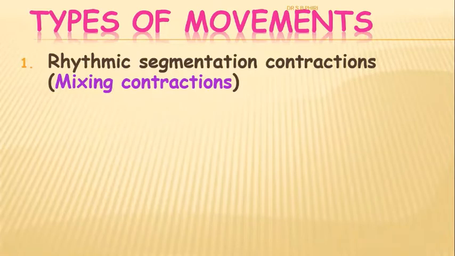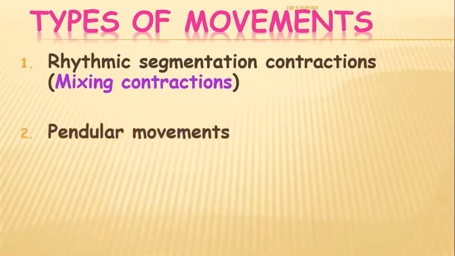So they are just exchanging. Certain portions are contracting, other portions are relaxing, and that will bring about mixing contractions. They are not there to propel the chyme from point A to point B. They are just there to chop or mix the chyme, so they are called mixing contractions.